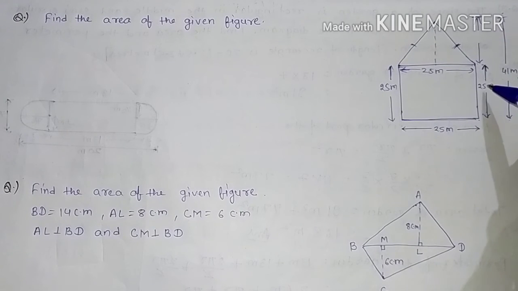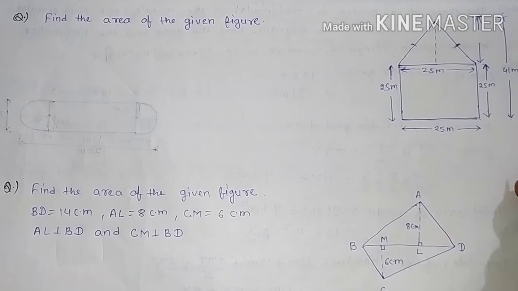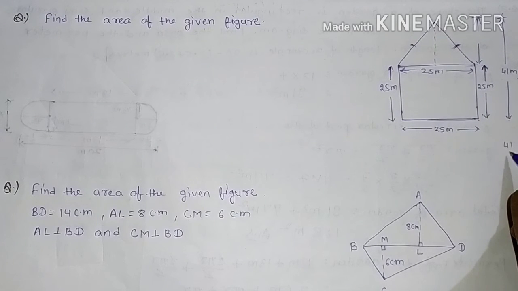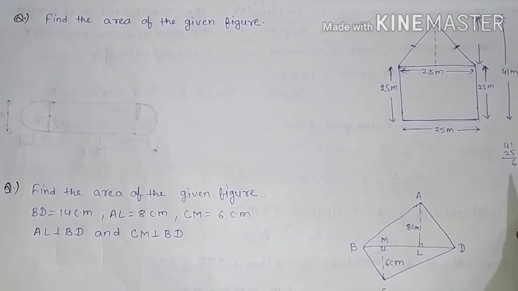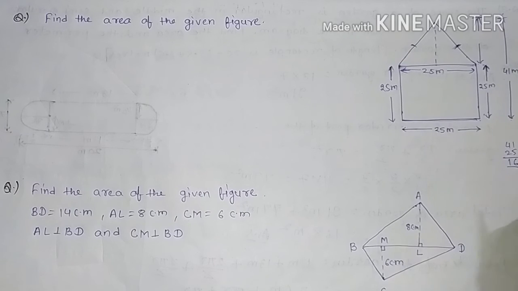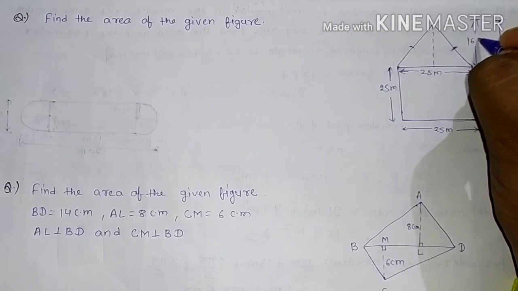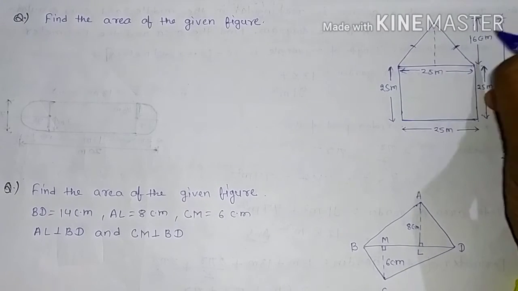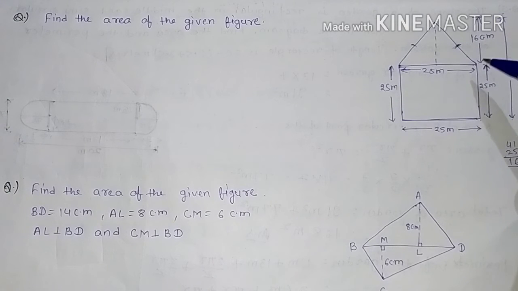So 41 minus 25, just subtract it. 11 minus 5, that is 6. 3 minus 2, that is 1. 16. So this is 16 meter. So the height of the triangle is 16 meter.